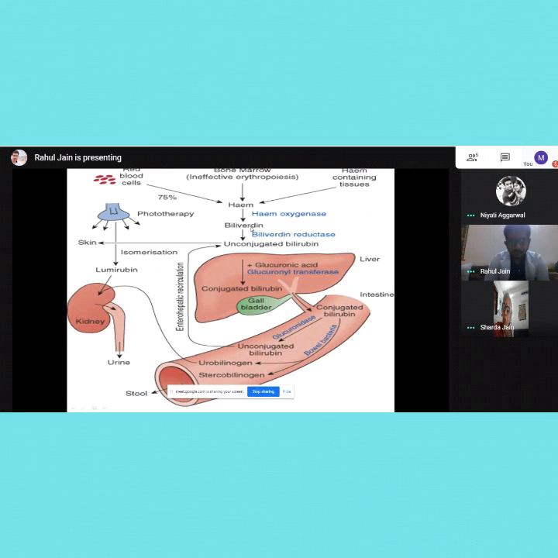So basically, what happens is that red blood cells, whenever they get decomposed, the heme and the globin parts get decomposed. The heme part ultimately forms biliverdin, and that biliverdin will form unconjugated bilirubin. So the word unconjugated is very important here.